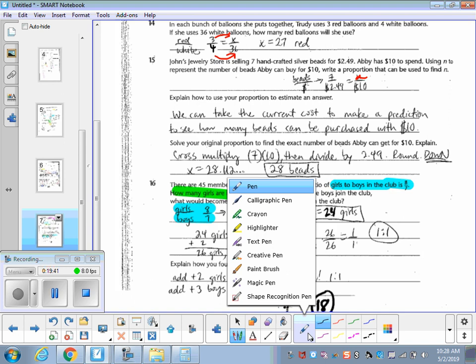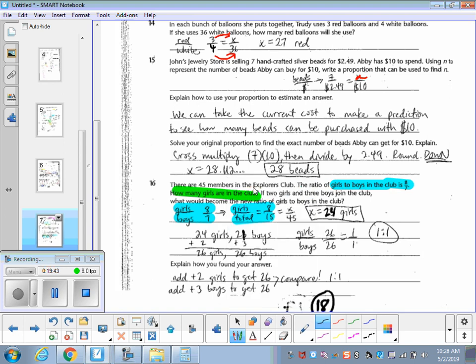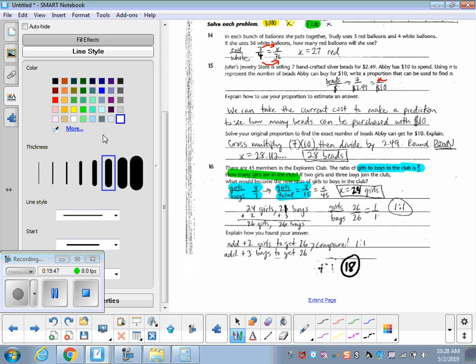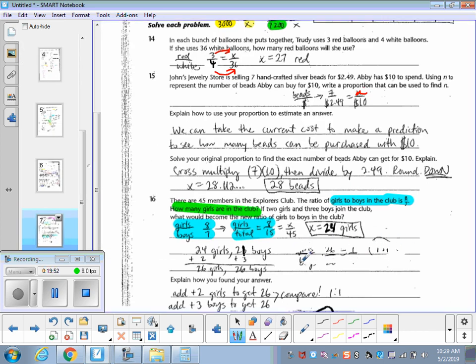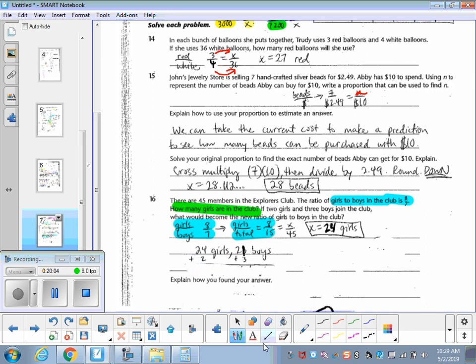All right, and let me actually white this out because I'm noticing that I made a mistake when I made my key. And so I'm just going to white it out real quick and do the rest of this problem with you guys. I had the wrong number there, so let me just fix this real quick. Okay. So we've got that there were 24 girls and 21 boys, and that makes up all 45 people in the club.